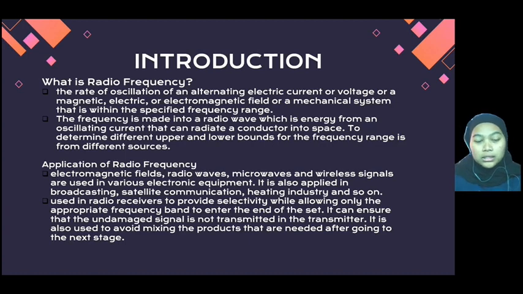Then, the applications of radio frequencies: electromagnetic fields, radio waves, microwaves and wireless signals are used in various electronic equipment. It is also applied in broadcasting, satellite communication, the heating industry, and so on. It is used in radio receivers to provide selectivity, allowing only the appropriate frequency band to enter the front end of the set. It can ensure that the undamaged signal is transmitted in the transmitter. It is also used to avoid mixing the products that are needed after going to the next stage.